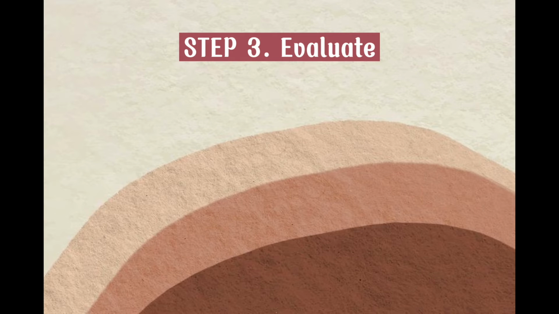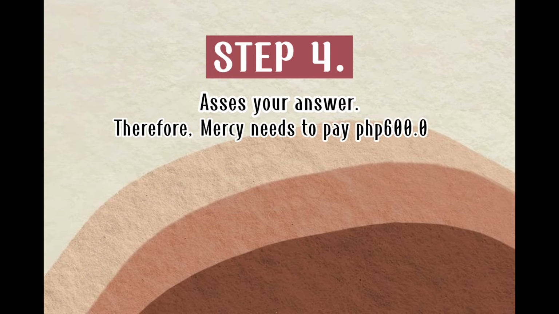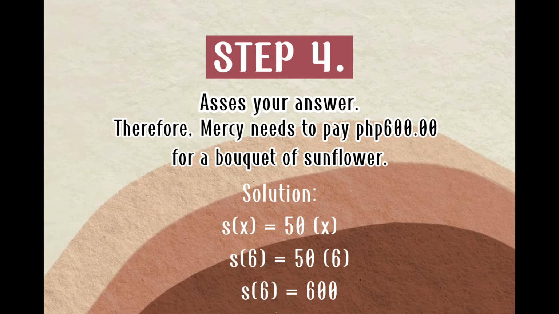Gagamitin na natin dito yung ginawa nating equation kanina, which is S of X equals 50X. Then, we will now do substituting. Isa-substitute natin yung 6 sa X since the X represents the number of stems of the sunflower. So, bale magiging ganito na siya. S of 6 equals 50 times 6. So, after natin mag-substitute, ita-times na natin yung 50 sa 6. 50 times 6 equals 600. Therefore, Mercy needs to pay 600 pesos for a bouquet of sunflowers.